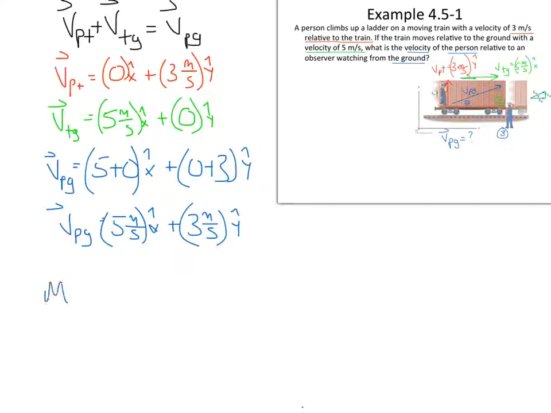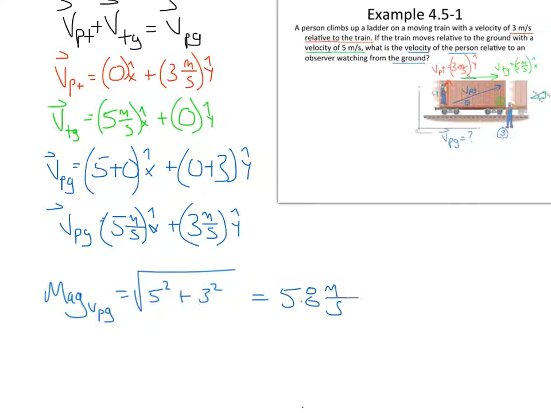All right. So the magnitude of the velocity of the person with respect to the ground is what? Well, that's going to be the square root of 5 squared plus 3 squared, right? 5 squared plus 3 squared. So that's the square root of 34? Okay, and I get 5.8 meters per second. That's how fast the person is moving, over and up at that angle.